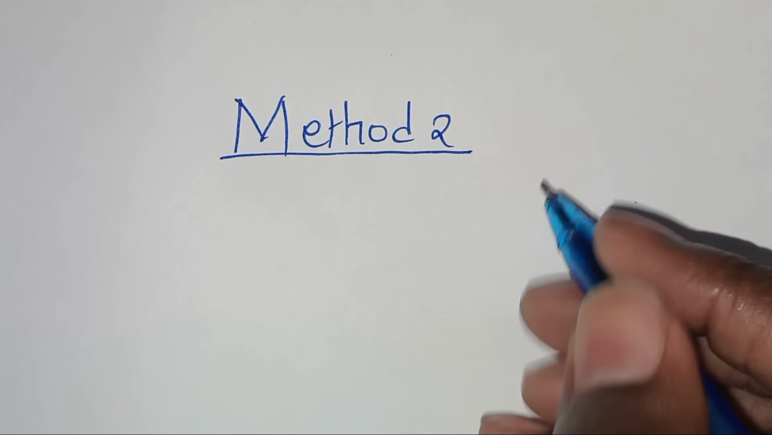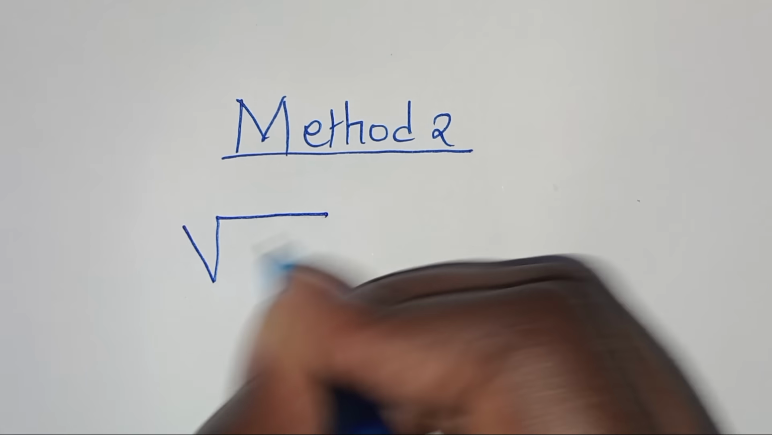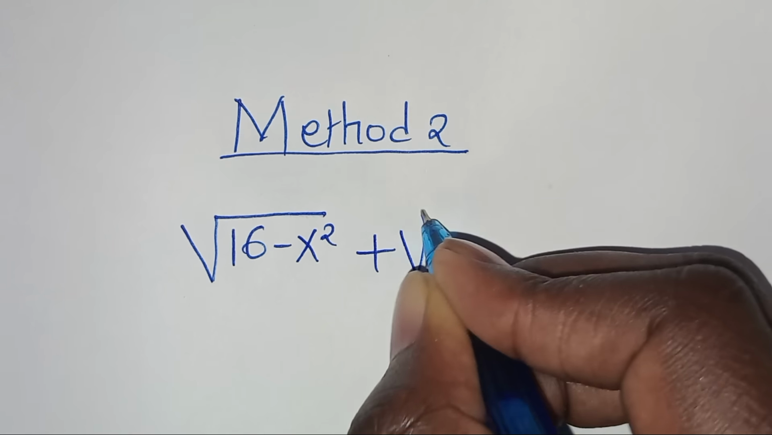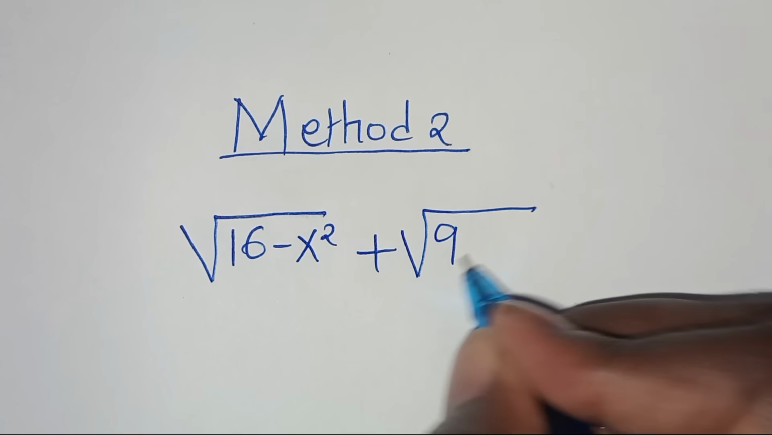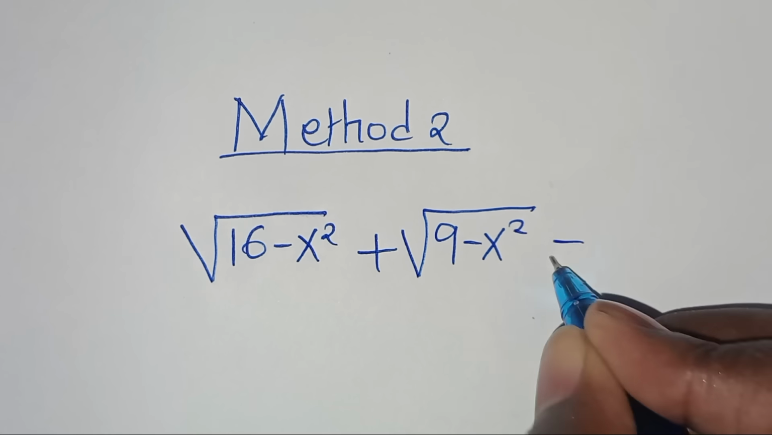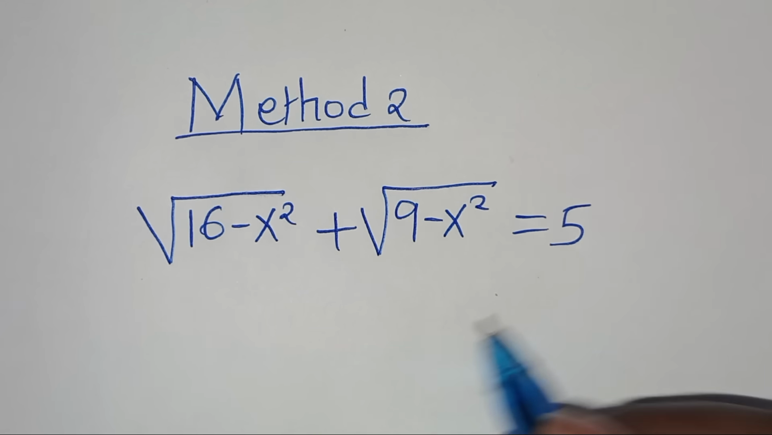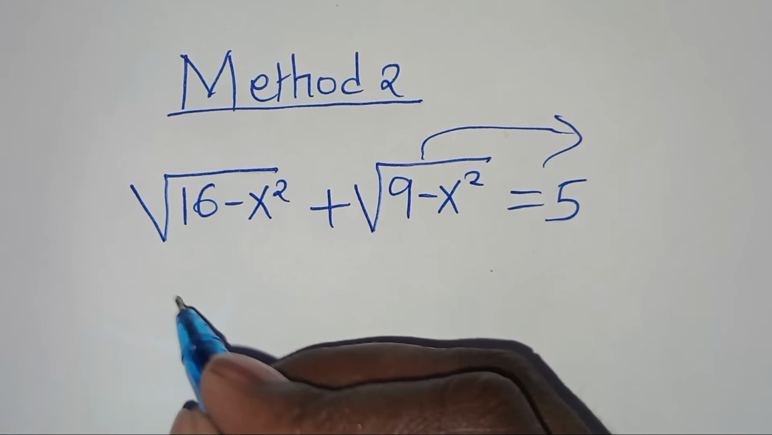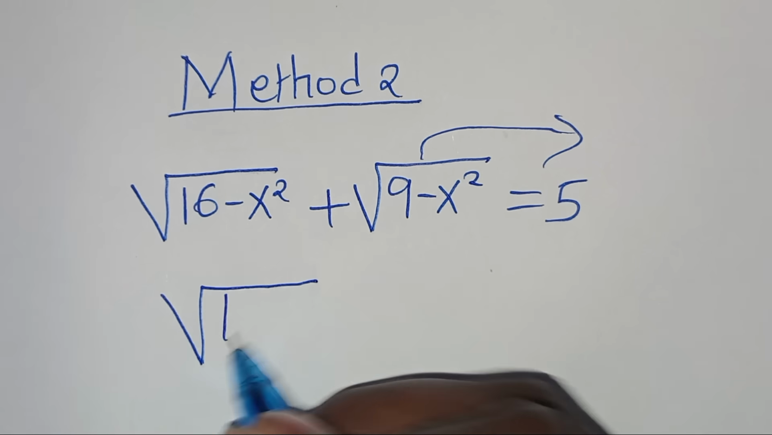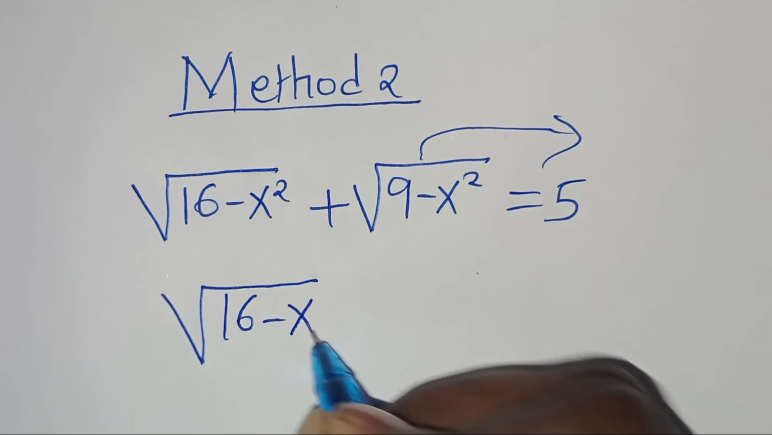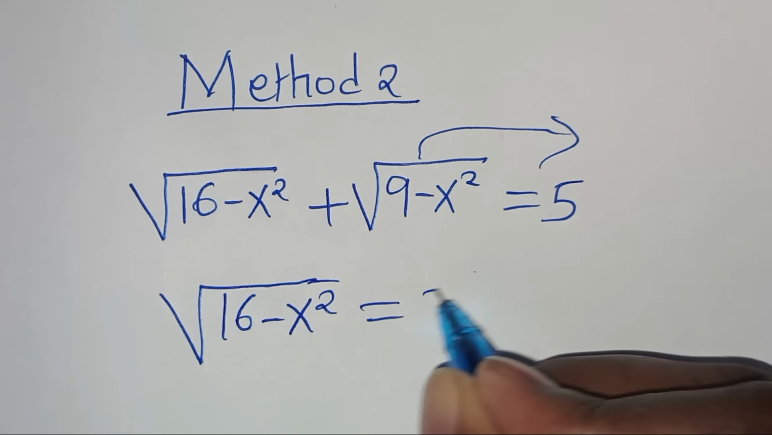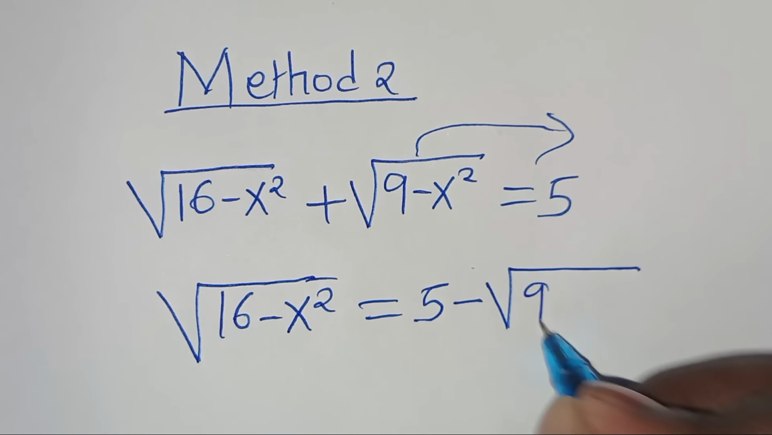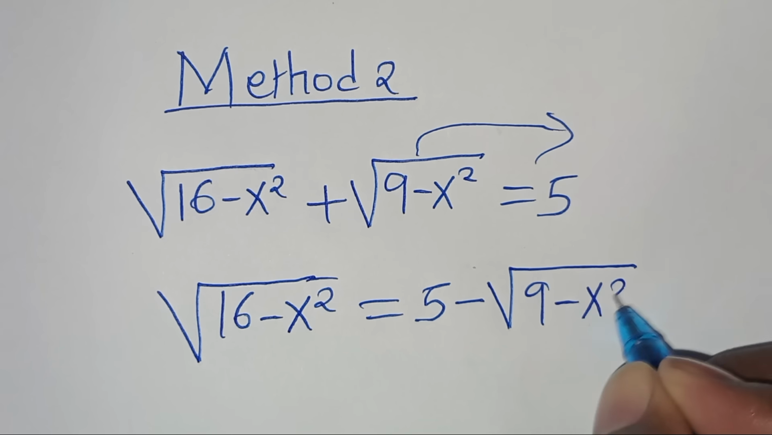Now, in method 2, we have the square root of 16 minus x to the power of 2, plus the square root of 9 minus x to the power of 2. This is equal to 5. So the first step is to take the square root of 9 minus x squared to the right hand side, so that we have the square root of 16 subtract x to the power of 2. This is equal to 5 minus square root of 9 minus x to the power of 2.